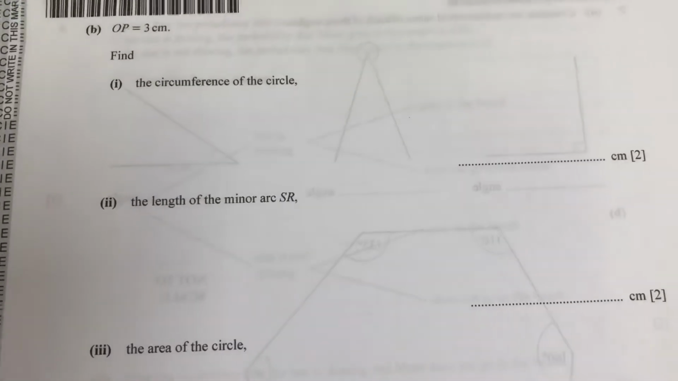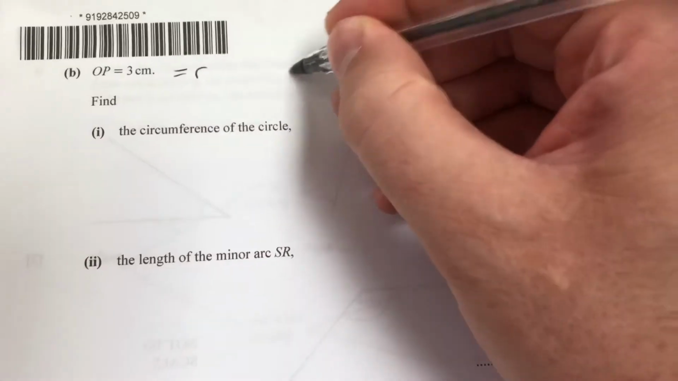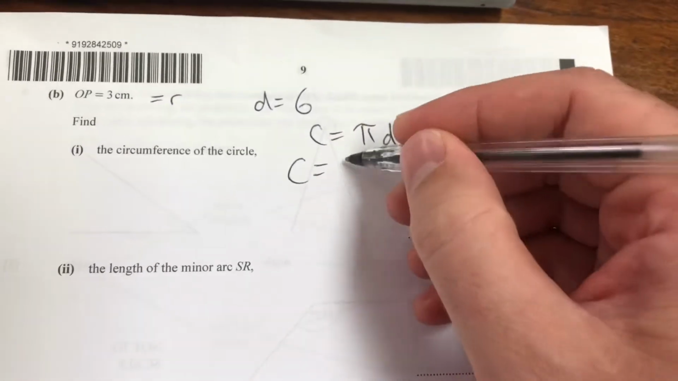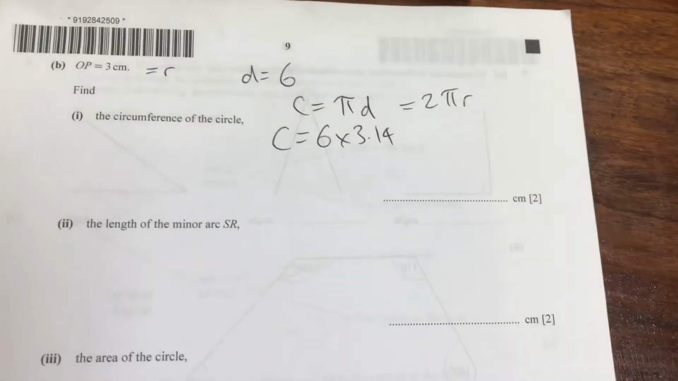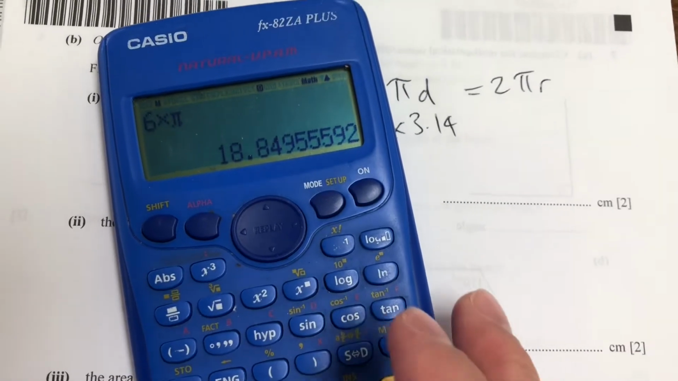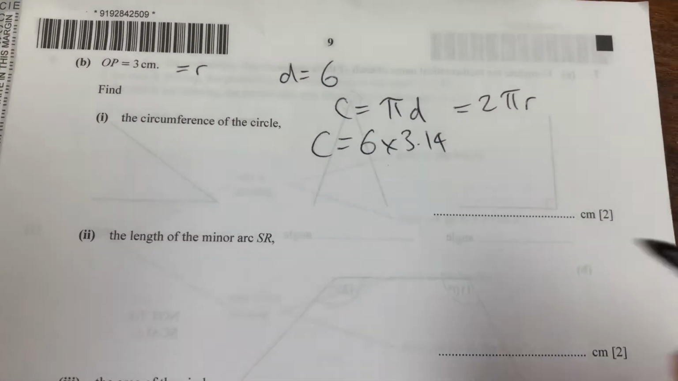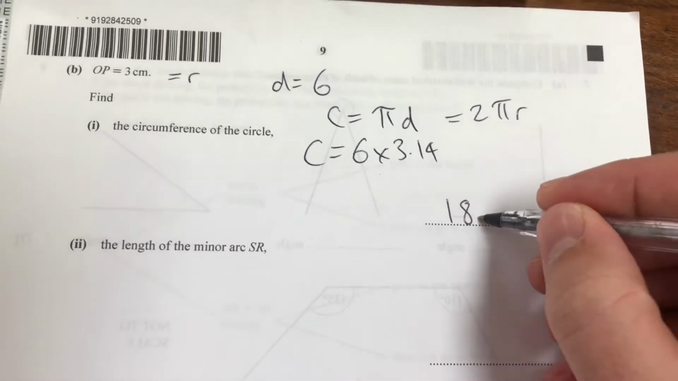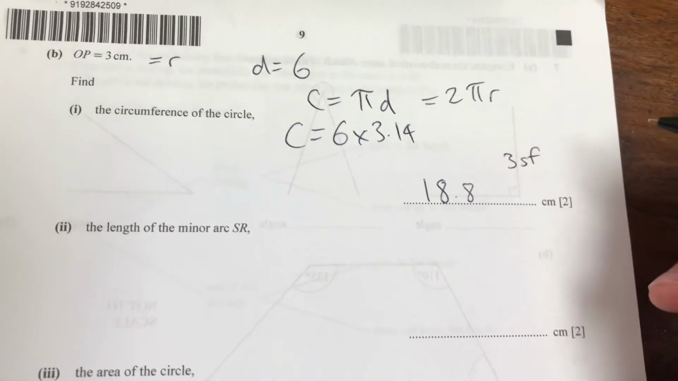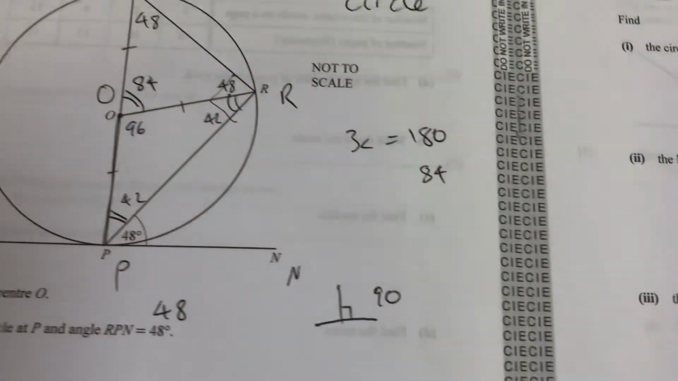Right, so let's look at some other things about this circle. OP is now 3 centimeters. We've got to work out the circumference of the circle. Now, what is OP? OP is just the radius. So the diameter is 6. And remember, the circumference of a circle is pi d, or 2 pi r. So the circumference is 6 times 3.14 roughly, but it's a calculator paper, so I'll use my pi button. 6 times pi, and I get 18.85. That should be sufficient. 18.8 to three significant figures.